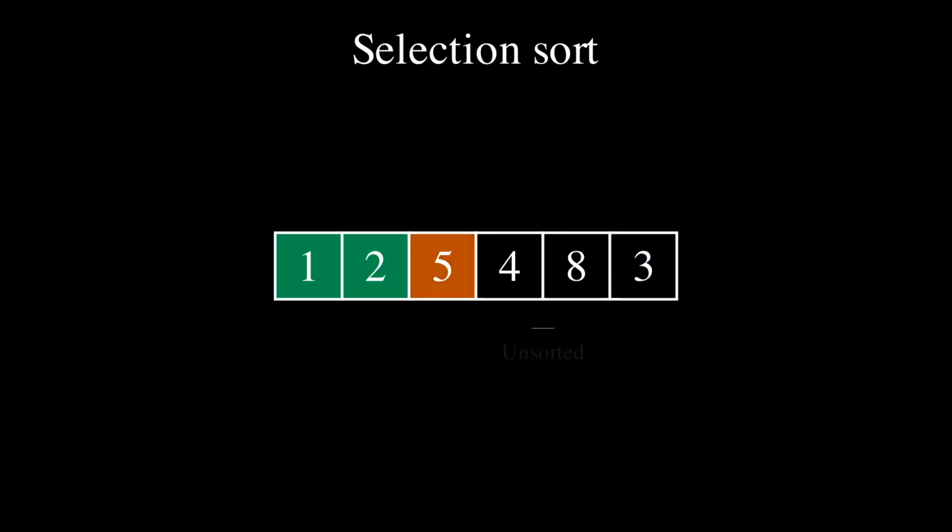We start the next iteration from the third element. We're scanning the unsorted part. 3 is the smallest number. Swap 5 and 3.